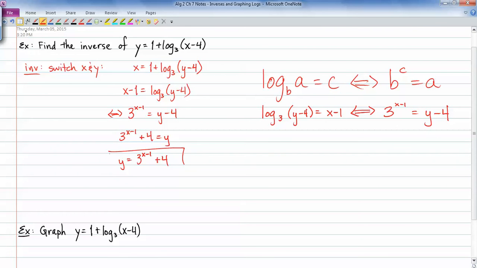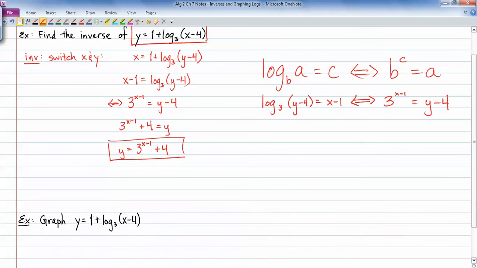Okay, so this final thing here is an exponential, and it's the inverse of this one up at the top, which is a log. So it turns out exponentials and logs are actually inverses of each other. Okay. So let's come down here and we're going to try and graph the same log that was in the first example.